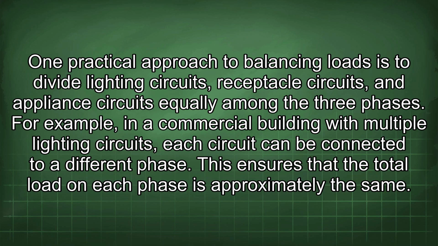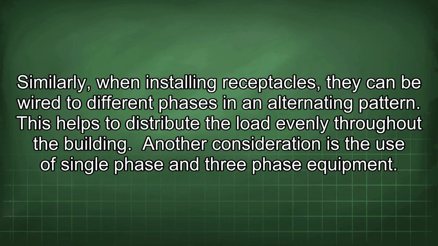For example, in a commercial building with multiple lighting circuits, each circuit can be connected to a different phase. This ensures that the total load on each phase is approximately the same. Similarly, when installing receptacles, they can be wired to different phases in an alternating pattern. This helps to distribute the load evenly throughout the building.